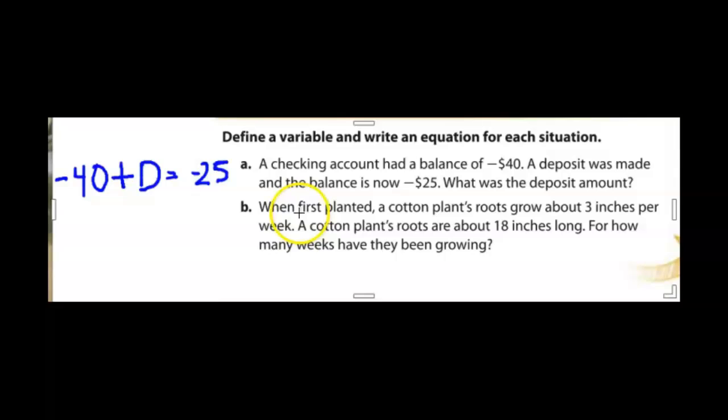Okay, so now we're going to read the second problem, and we're going to determine first what is the variable we're going to use. And so which letter, we're going to pick a letter, and then we're going to figure out if that letter is being added, subtracted, multiplied, or divided.